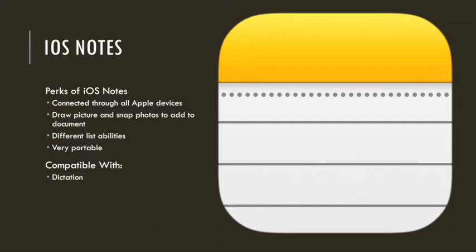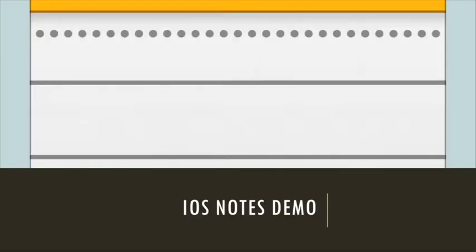You can draw pictures and snap photos to add to your documents. You have different list abilities, and it's very portable. This is compatible with dictation as well as voiceover. It will read what is on the text and read what you have written, which is very nice.